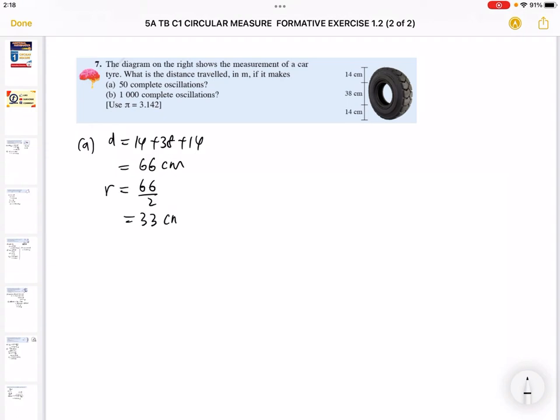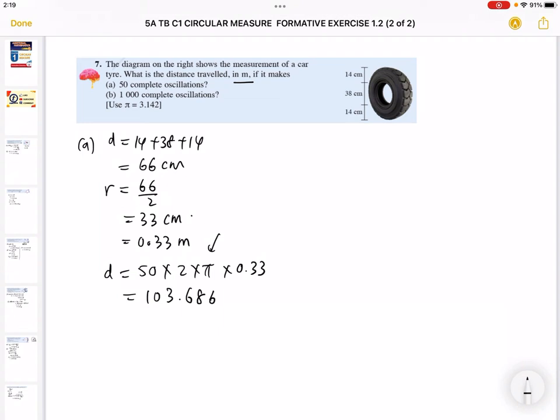But the question wants to find distance traveled in meters, so I'll just convert this to meters by dividing by 100. So the first part, what is the distance traveled if we make 50 complete oscillations? One oscillation is 2 pi r, right? In fact, I think this is like the normal maths, Form 2 maths, okay? So the distance traveled will be 50 times 2 pi r, 0.33. Use your calculator. Please use 3.142 again for your pi. You should get 103.686.